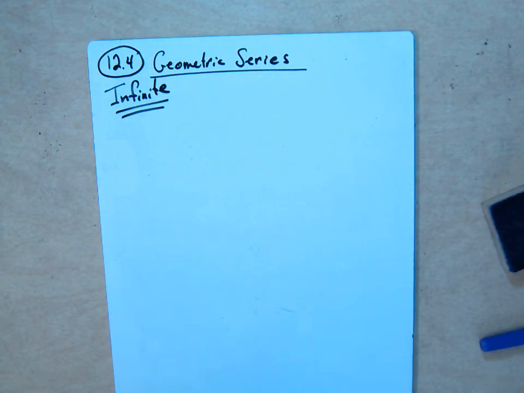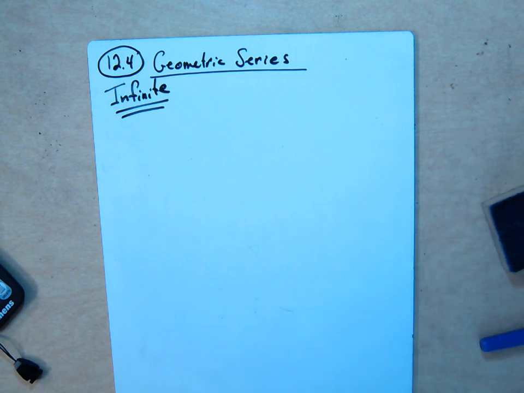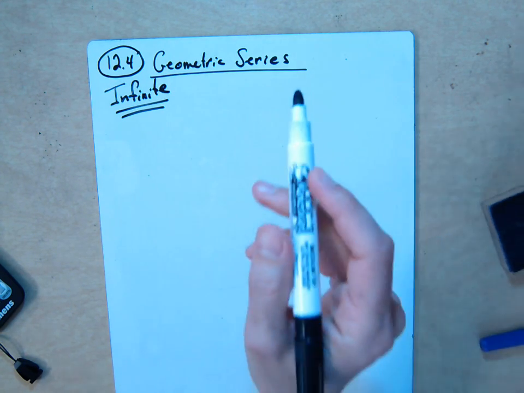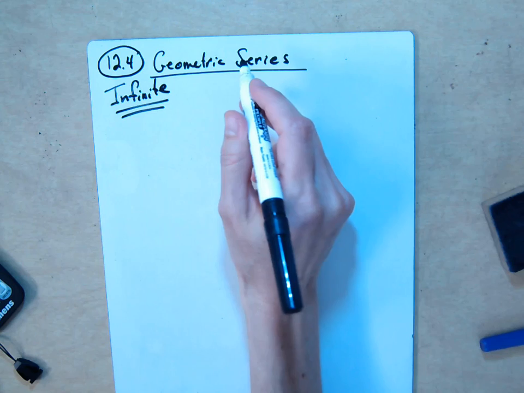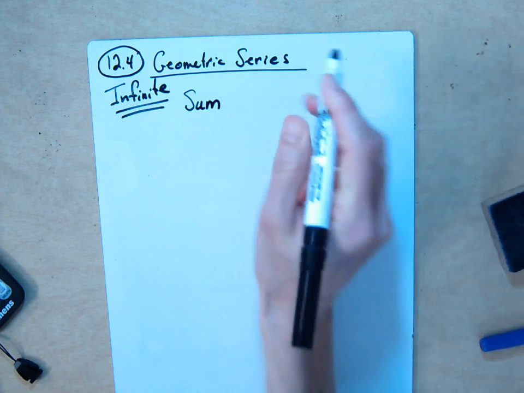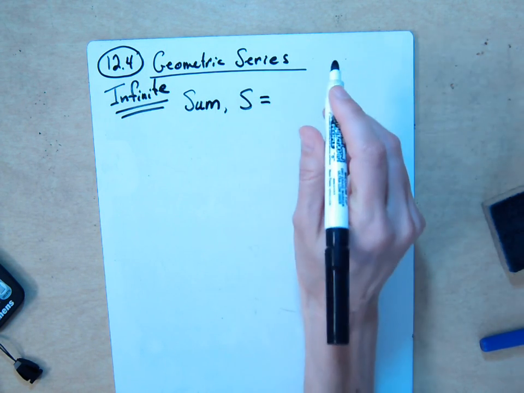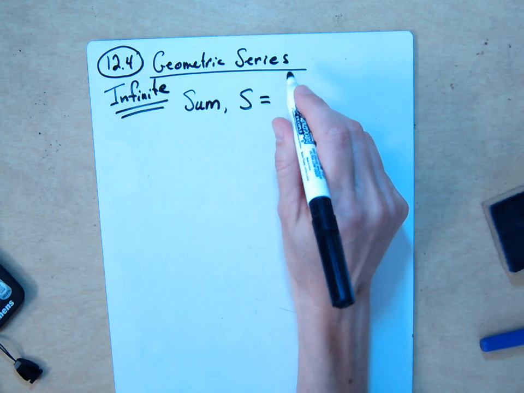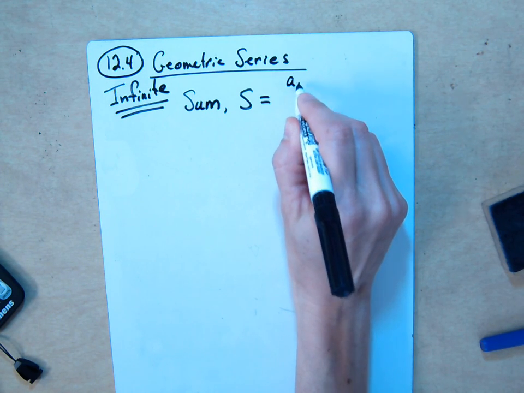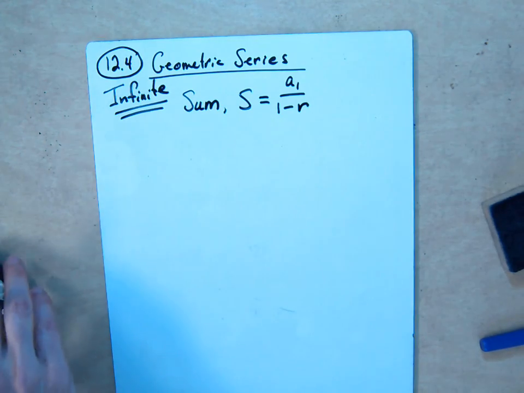Section 12.4, we're still doing geometric series, same as 12.3, except what happens when the number of terms is infinite. So if it's a geometric series and the number of terms is infinite, then the sum of all the terms, the sum, S, we don't even have sub n because it's infinite. The sum is equal to the first term over 1 minus r. Nice, elegant, easy formula.